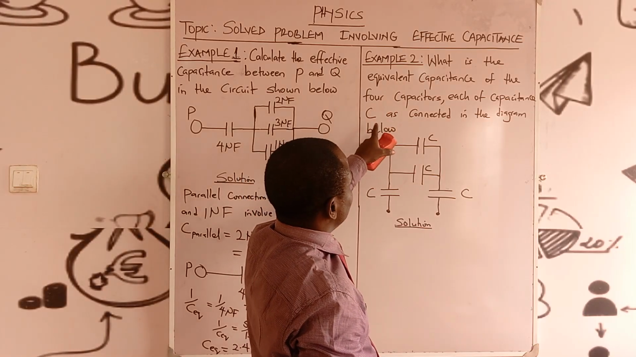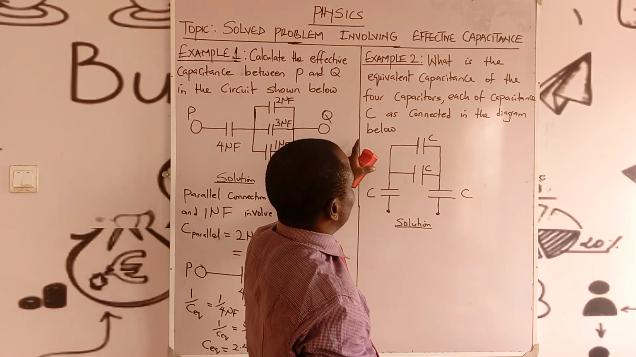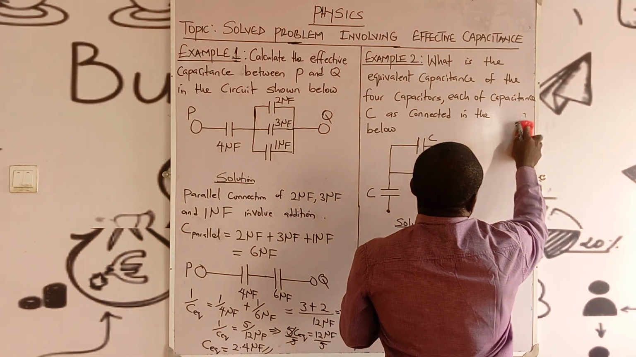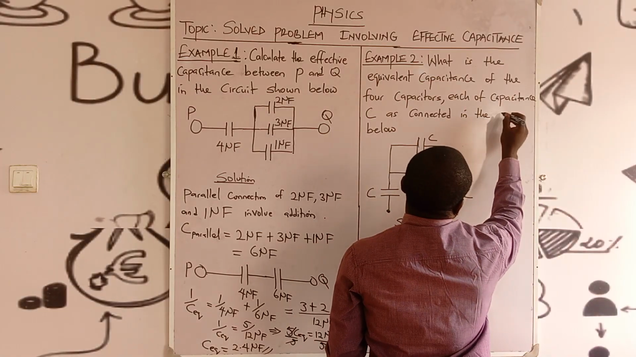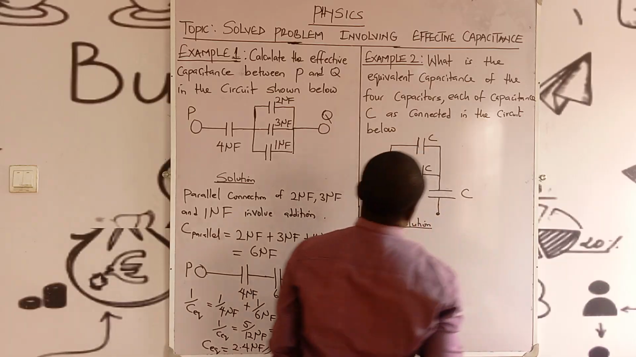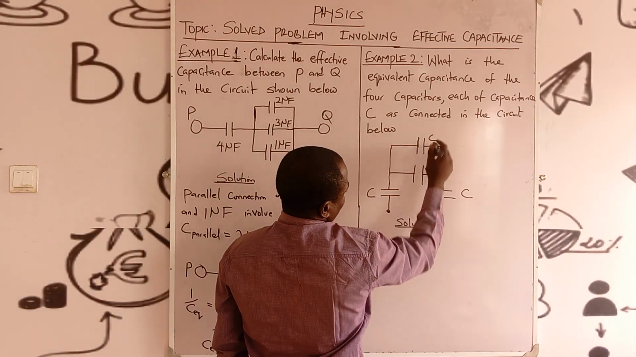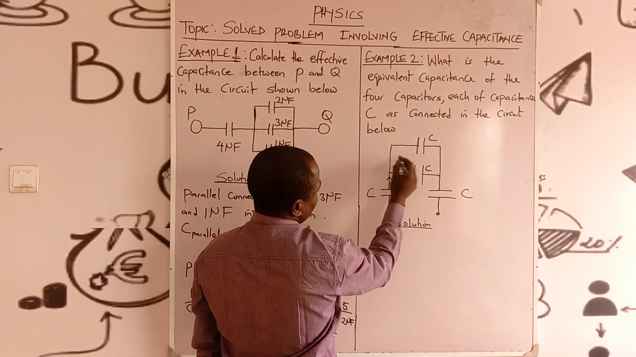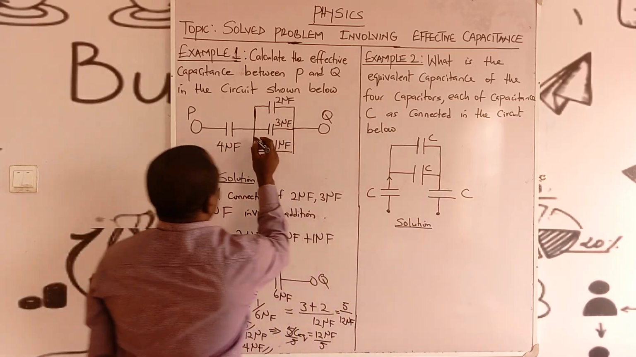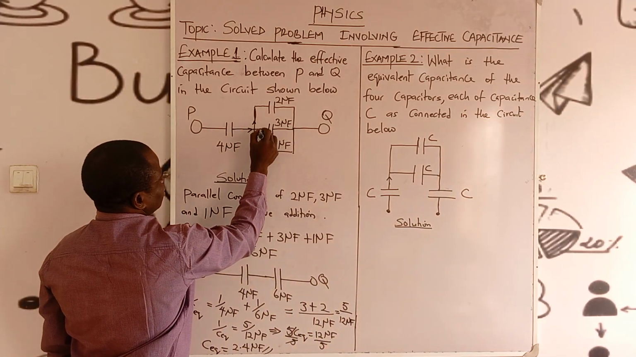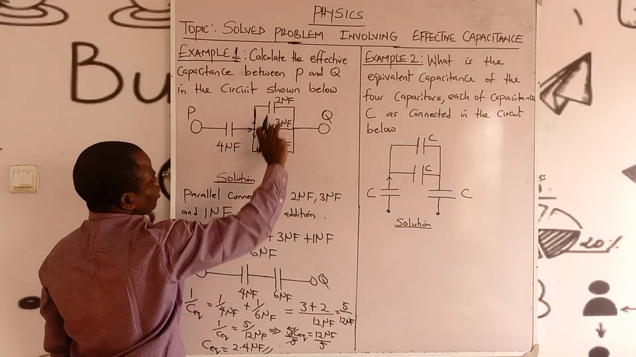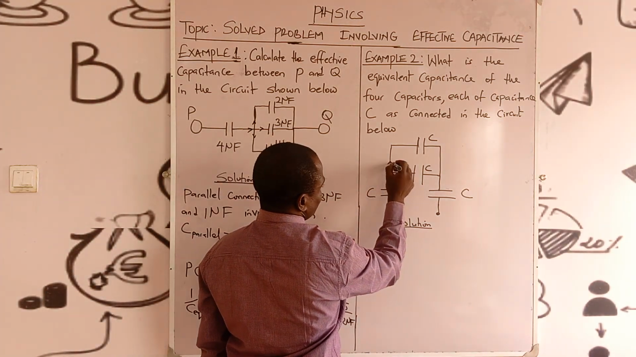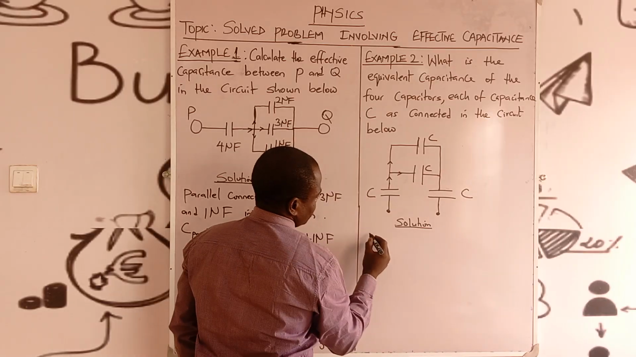Now let's see the connection of the second example. What is the equivalent capacitance of the four capacitors, each of capacitance C, connected in the circuit below? See these two capacitors, they are in parallel. But why are they in parallel? When current comes in, it divides. That's why they're in parallel. Current divides. When it comes here, current divides. These two capacitors are in parallel.